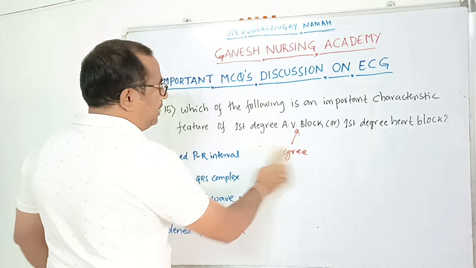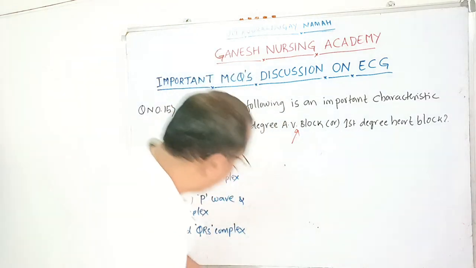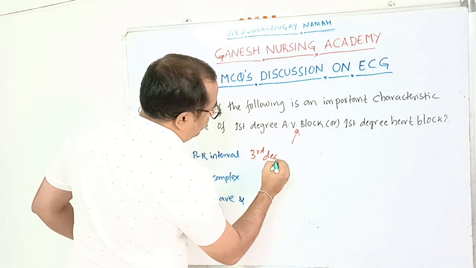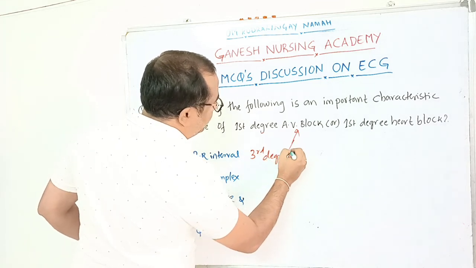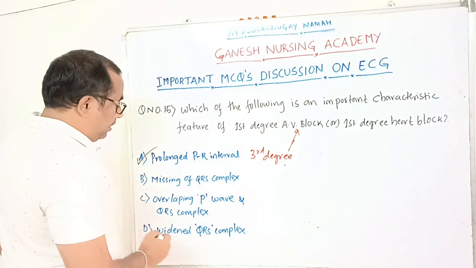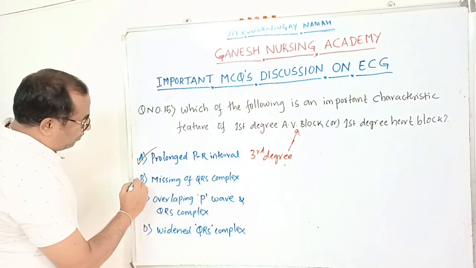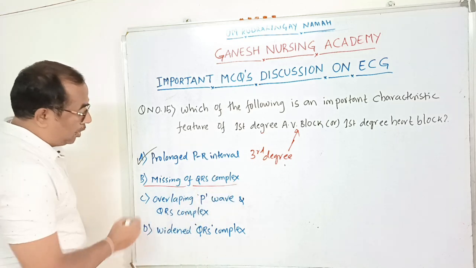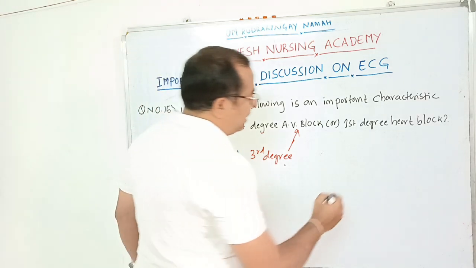Now what happens in third degree AV block? Missing of QRS complex we can see in the second degree. Now in third degree AV block, what happens here?